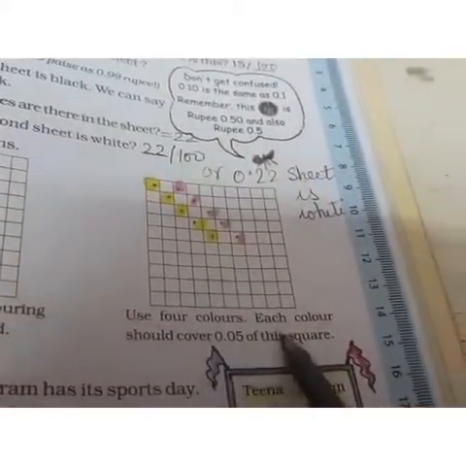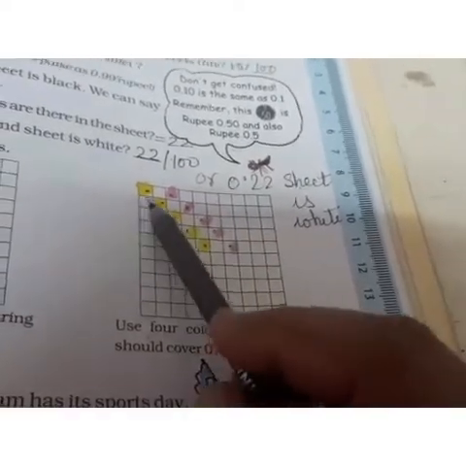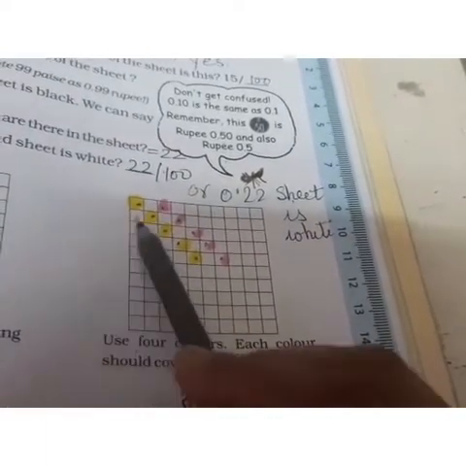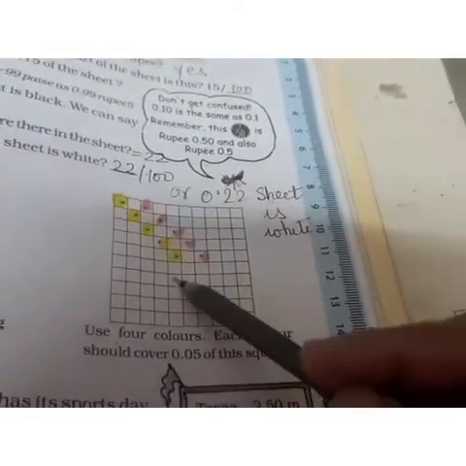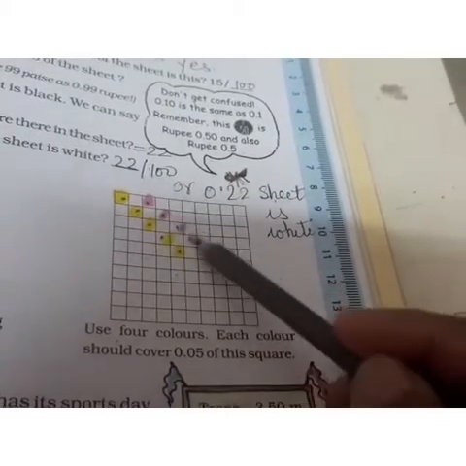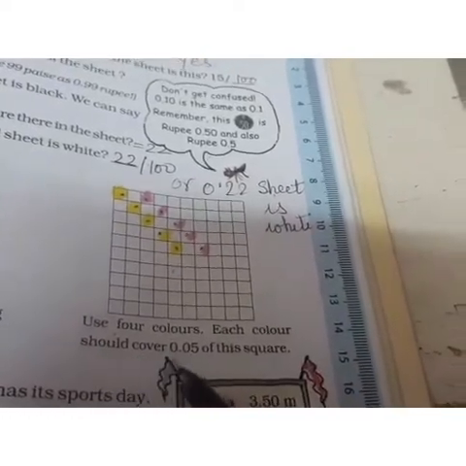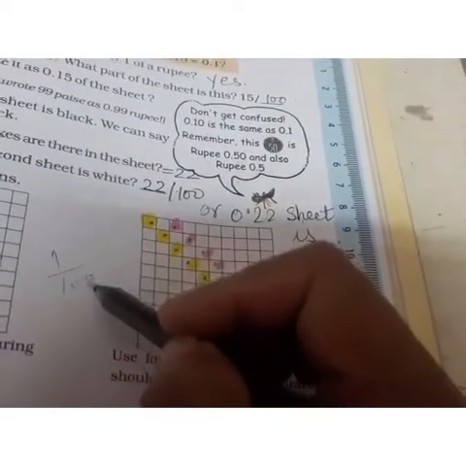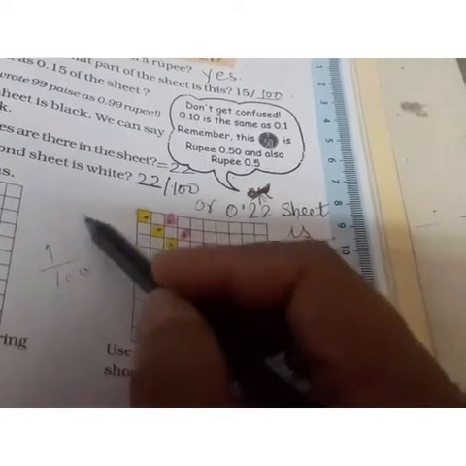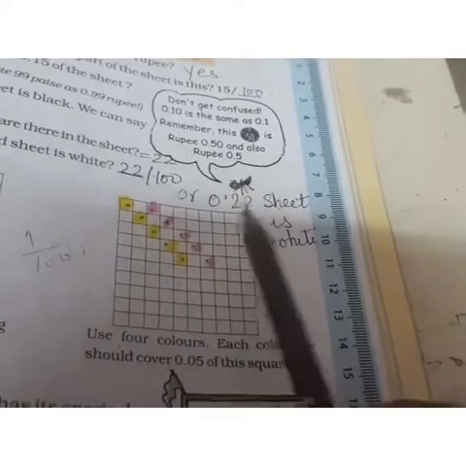Use 4 colors. Each color should cover 0.05 of the square. That means what is the value of 1 square? 1 square is 1/100. So if the value of one square is 1/100, what will be the value of this strip? 0.05. That means we have to color in this way: 1, 2, 3, 4, 5, 6, 7, 8, 9 and 10 boxes, we have to color like this to make the pattern of that. Each should cover 0.05 of the square, because if 1/100 is 0.01, then in this way we have to make 0.05. So we will do like this and color it.